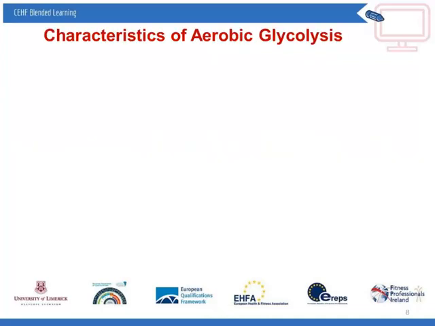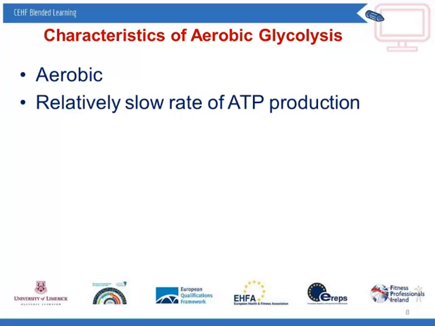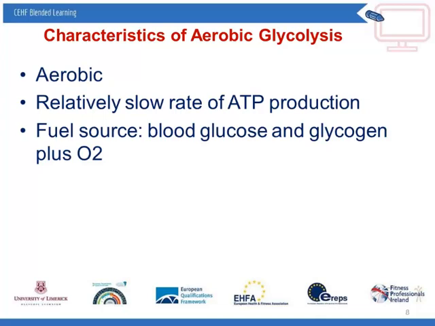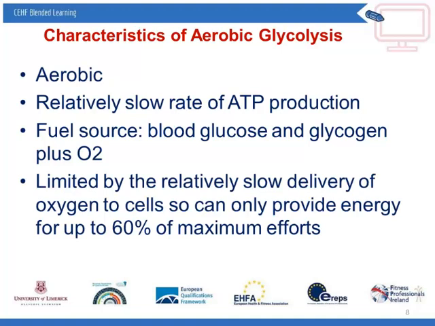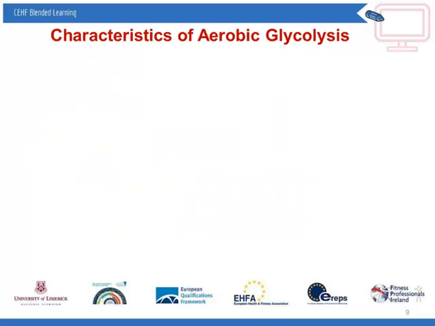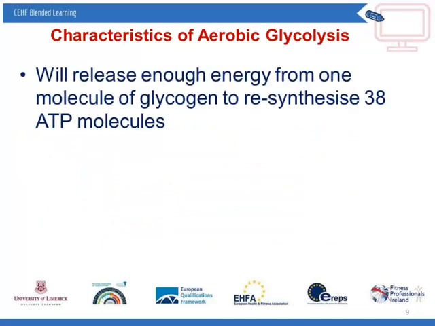The characteristics of aerobic glycolysis. It's aerobic, it uses oxygen. It's a relatively slow rate of ATP production. The fuel source is blood glucose and glycogen plus oxygen. It's limited by the relatively slow delivery of oxygen to cells, so it can only provide energy for up to 60% of maximum efforts. It will release enough energy from one molecule of glycogen to resynthesize 38 ATP molecules.